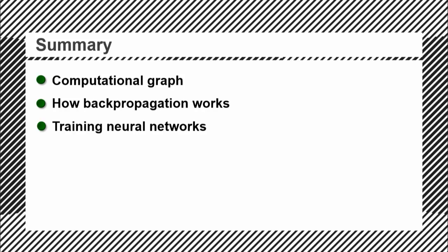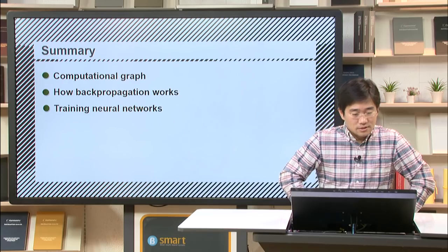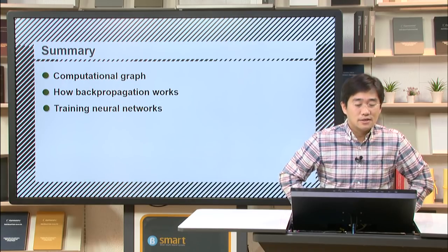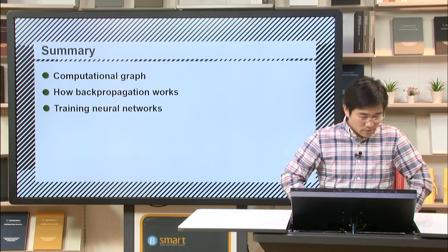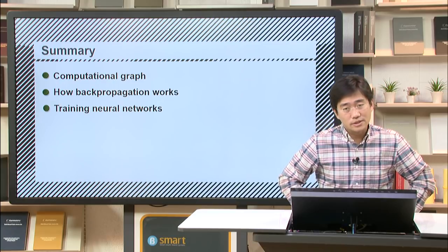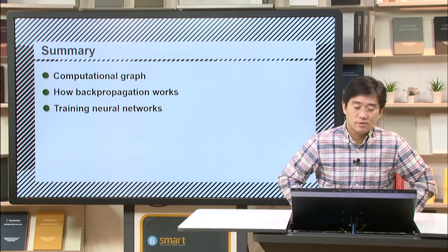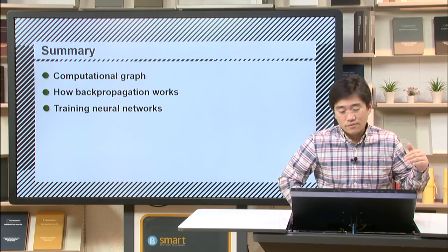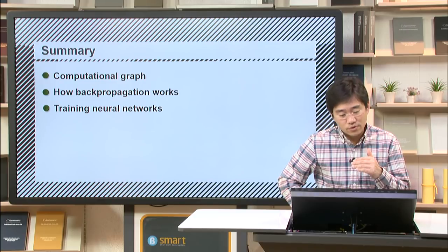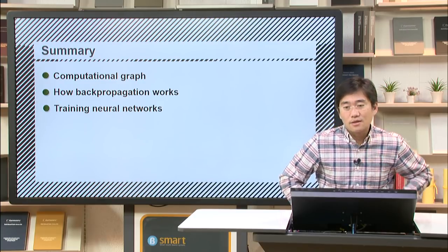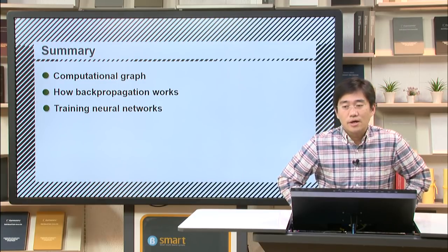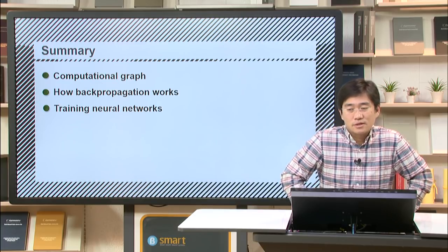And in summary, this lecture covered what the computational graph is, and in this computational graph we understood how backpropagation works, and also we understood the overall process of training our neural networks through first forward propagation and then the backpropagation process to optimize our parameters gradually.